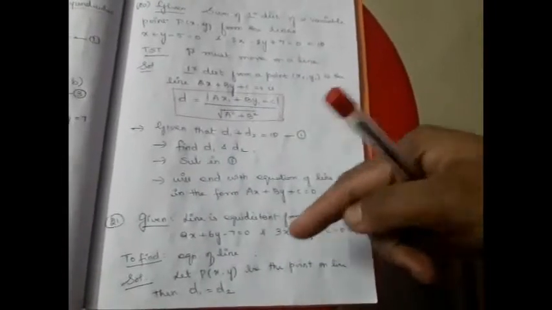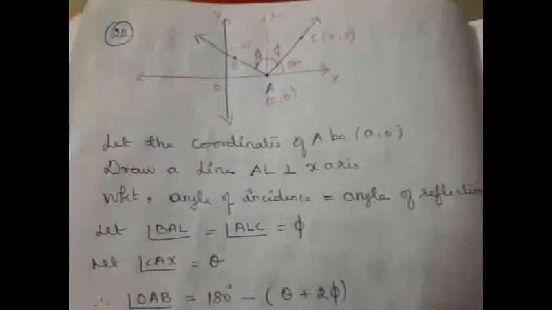Hope you got it. Yes, here it is given that a line is equidistant from the parallel lines. If a line is equidistant, every point on the line is also equidistant. So we are going to choose an arbitrary point on the line, find the perpendicular distance between the point and the line, and equate because it is equidistant, and we will end up with the equation of the line. Hope you understood. So let us move on to the next question now.